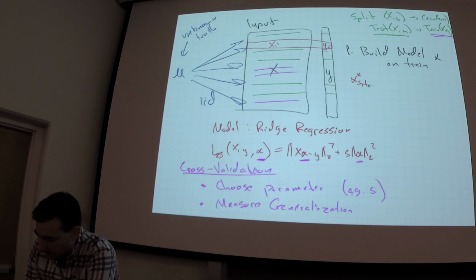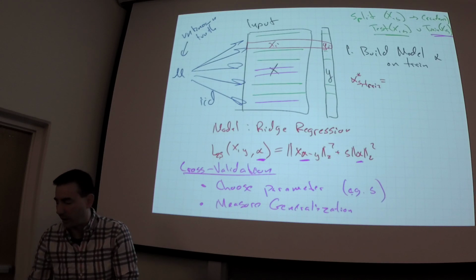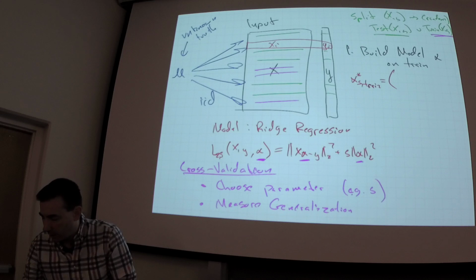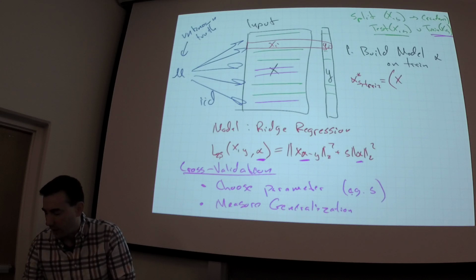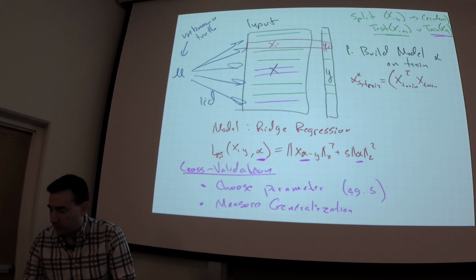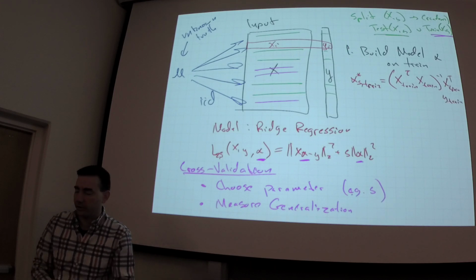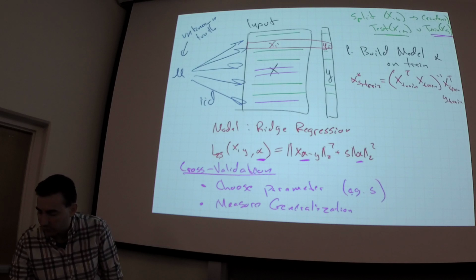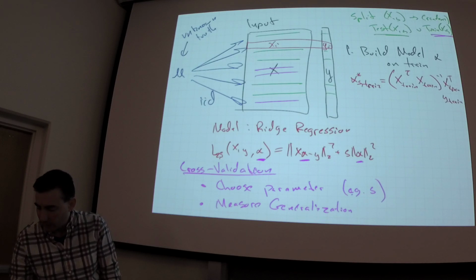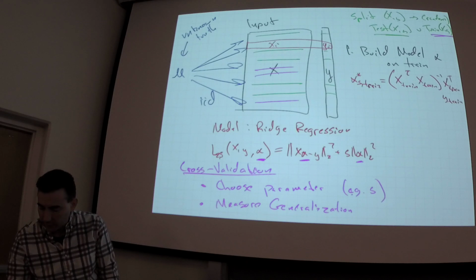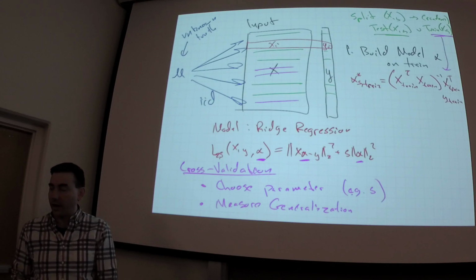So I can calculate the optimal alpha star, and basically I'm going to have S, X train transpose X train inverse X transpose train times Y train. So I've got this training data, right, which is going into here, and it's building a model.